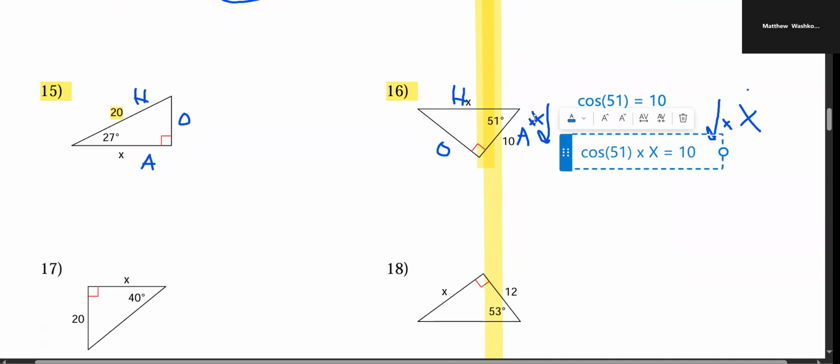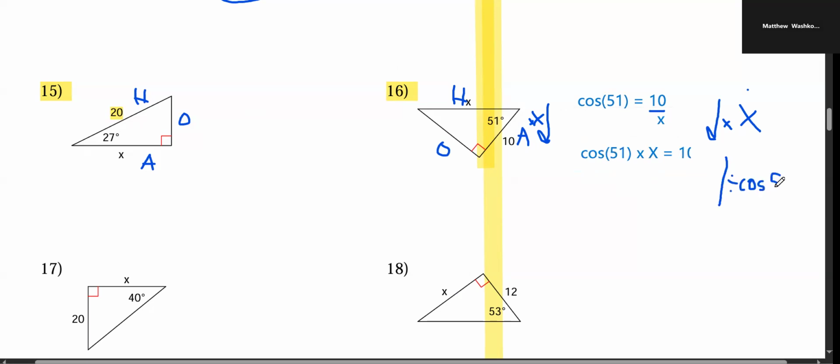But now I need to get rid of this part here, right? So this has to go away because I want x by itself. So I have to do the opposite, which is divide both sides by cos of 51. And I would get x is equal to 10 divided by cosine of 51 in this case. And that would give me some type of an answer. Maybe it's 5 or something, or it's probably going to be closer to like 12. But anyways, that would give me an answer here.